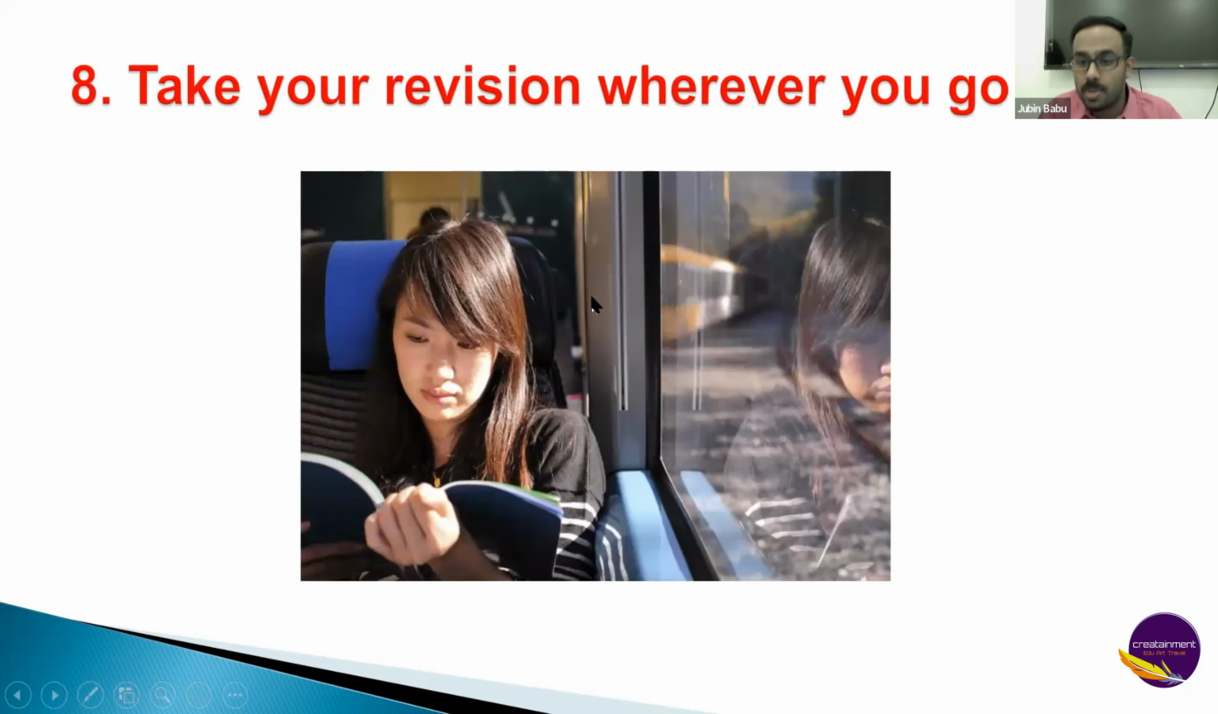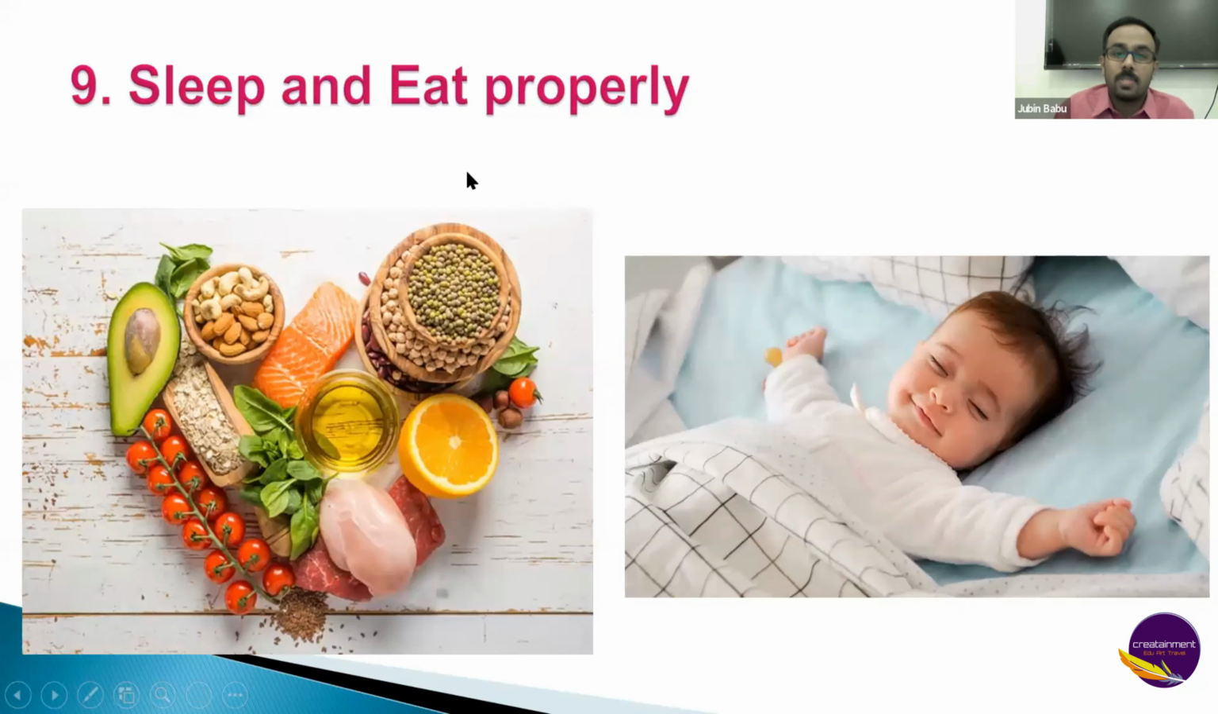Take your revision wherever you go. "Sir, we are traveling, we are going here and there, so I can't study or we are not getting an opportunity to study." Make anywhere and everywhere a place and opportunity for you to prepare. You can read, or at least take some keynotes whenever you're traveling, which will help you remember things well. Then sleep and eat properly.